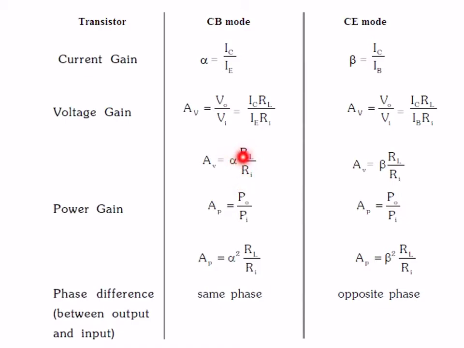So AV, the voltage gain, can be related as alpha into RL by RI. Alpha is nothing but IC by IE. For CB mode it is alpha, for CE mode it is beta. So that's all. You have to memorize these formulas because they will be helpful in solving problems easily.